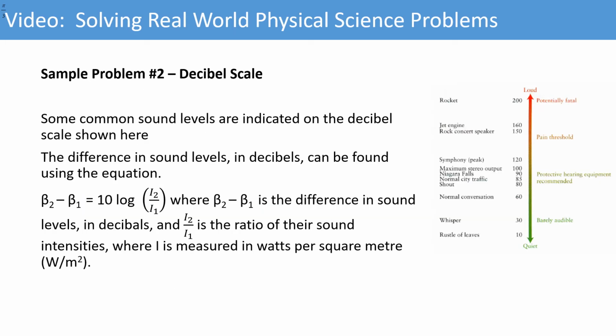Sample problem number 2, the decibel scale. Some common sound levels are indicated on the decibel scale shown here. The difference in sound levels in decibels can be found using the equation beta 2 minus beta 1 equals 10 log I2 divided by I1, where beta 2 minus beta 1 is the difference in sound levels in decibels, and I2 divided by I1 is the ratio of their sound intensities, where I is measured in watts per square meter.